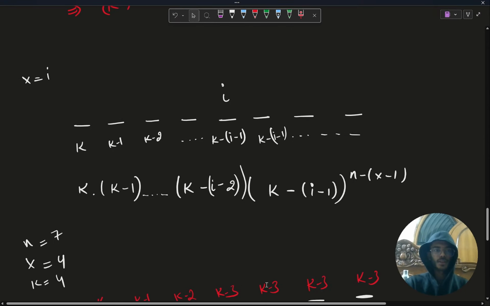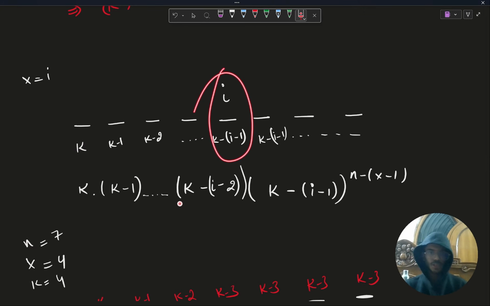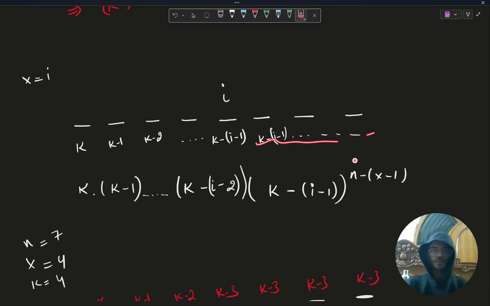So for some x equal to a, let's say this is the ith index. For the first we have k options, then k minus 1, then k minus 2, and so on, up till here we'll have k minus i minus 2 options, right? And over here we have k minus i minus 1 options. Similarly for all the rest of the elements we'll have that many options only.